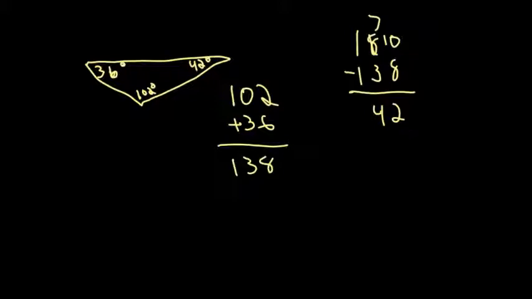If we were to classify this triangle, I have one angle that is obtuse, so that means it is an obtuse triangle. And all the sides are different because all the angles are different. So that means it's going to be scalene.